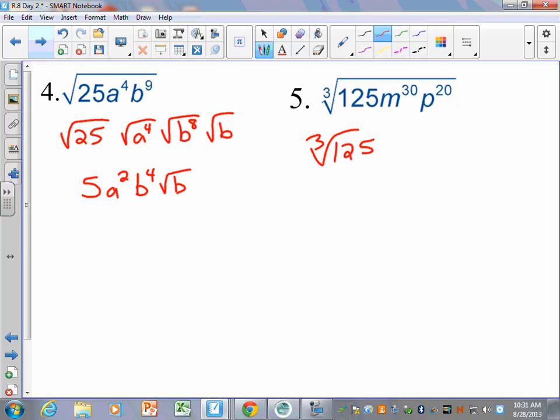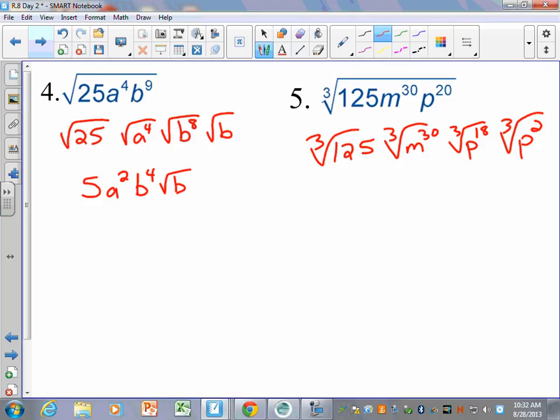And what about m to the 30th? Can I take the cube root of m to the 30th? Yeah, because 30 divides by 3, so that's how I know that it works. Now p to the 20th does not divide by 3. So what you want to think about is, what's the biggest number less than 20 that divides by 3? 18, right? So I'm going to write that as the cube root of p to the 18th. And how many do I have left over? 2, because 18 plus 2 is 20.